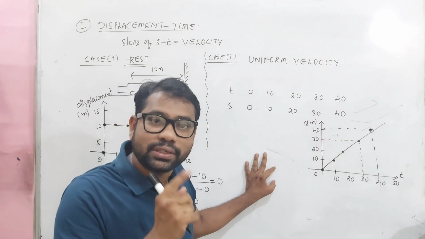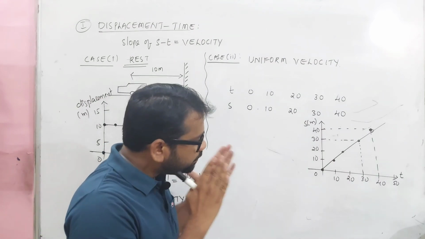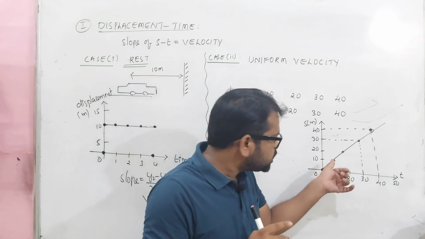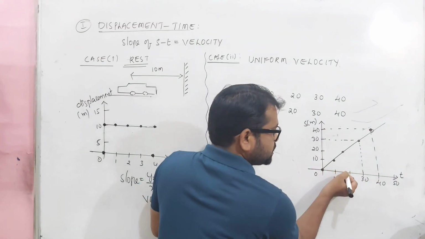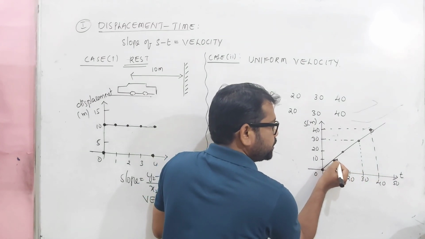Children, it's very, very important. Whenever we get a straight line which is passing through the origin, and moreover which is making an angle, look here, this angle is an obtuse angle.